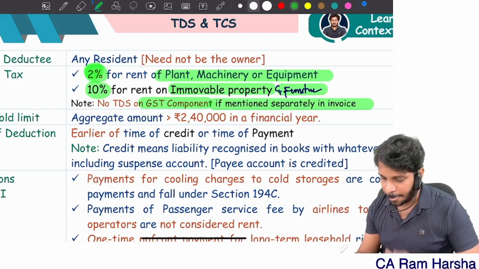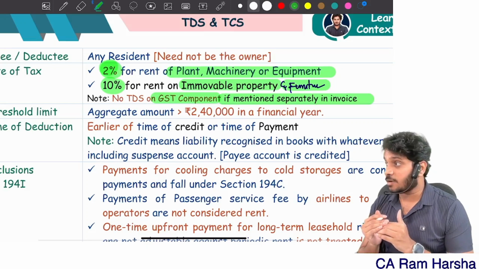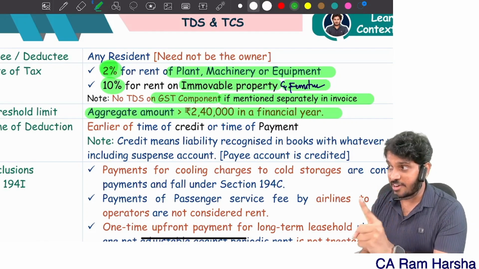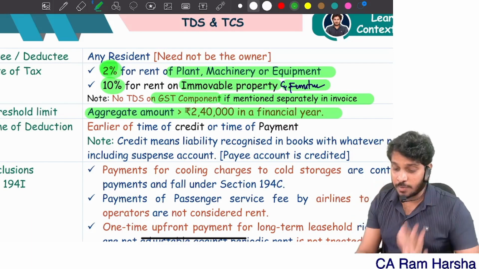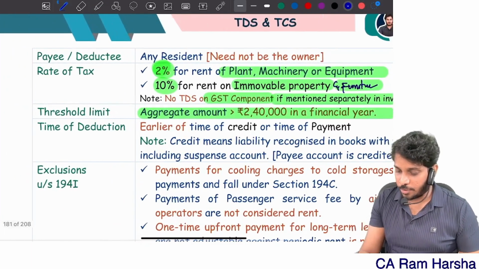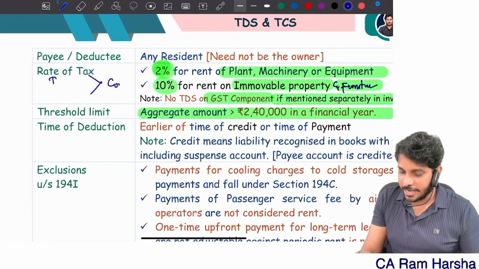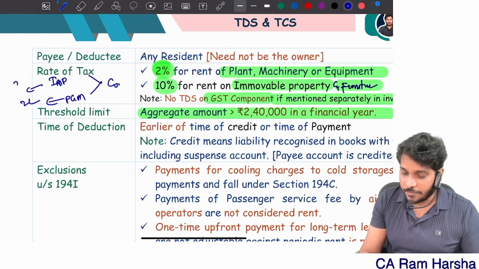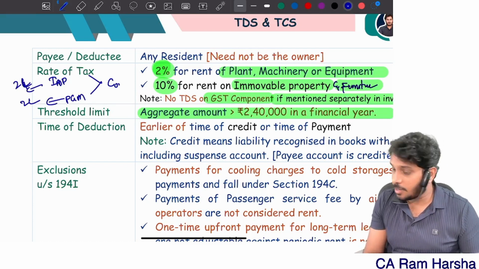Able to understand? Yes. Now, when will TDS be applied? If the rent amount per annum is more than 2,40,000 in a financial year, TDS will apply directly. For example, one company rented me immovable property and also plant and machinery. They are collecting 2 lakhs rent for plant and machinery, and 2 lakhs rent for immovable property.